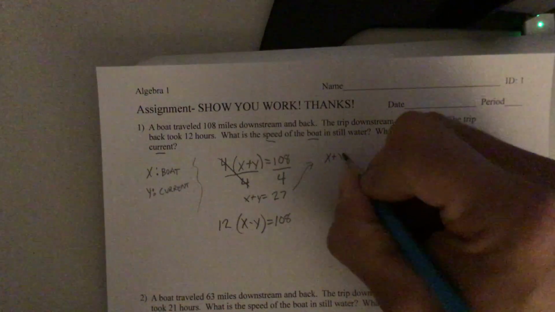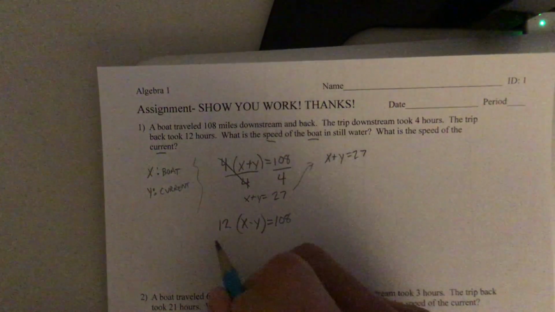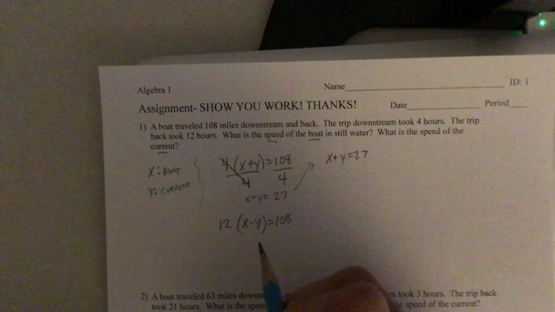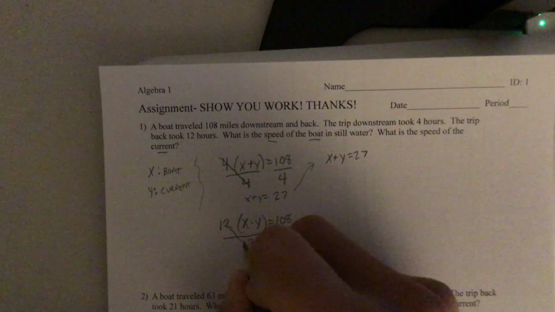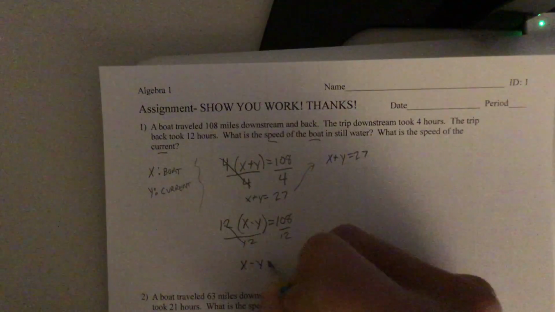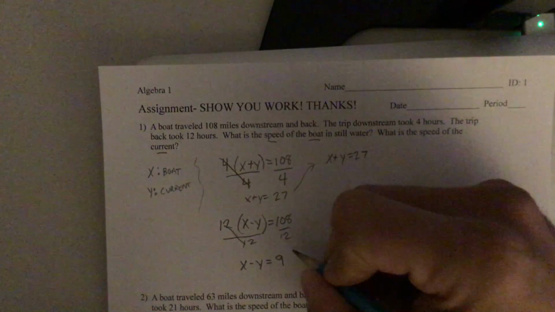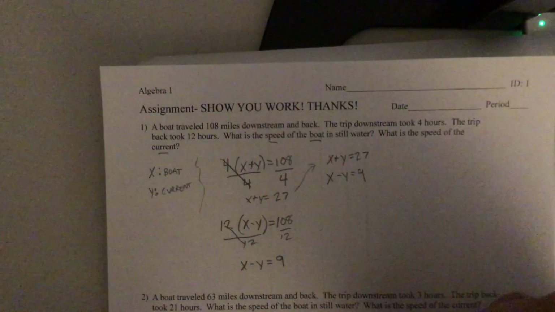Okay, I'm just rewriting that over here. X plus Y equals 27. I can work with that. All right. Same deal down here. I could distribute the 12, and it's not wrong, but you're working harder than you have to. Divide both sides by 12. X minus Y equals 9. Hey, I'm going to rewrite that up here. X minus Y equals 9.